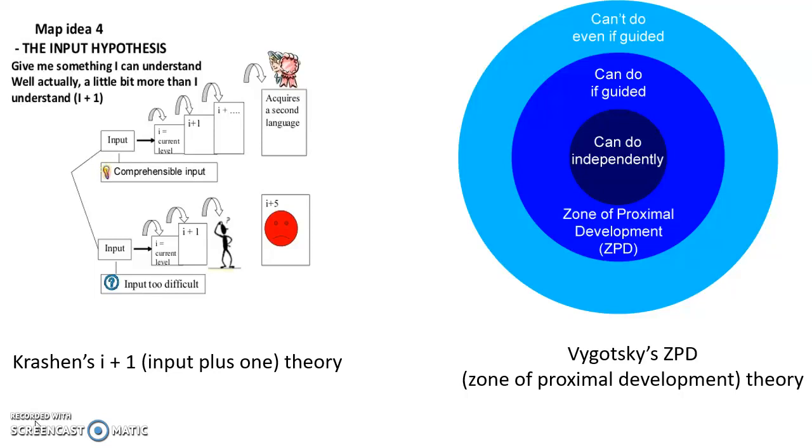Therefore, the images I found and are on this slide represent the two theories. Krashen's input plus one is like a staircase with a clear destination of mastering the target language. Vygotsky's ZPD is a circle extending in all directions because there is not a clear destination other than effective communication.